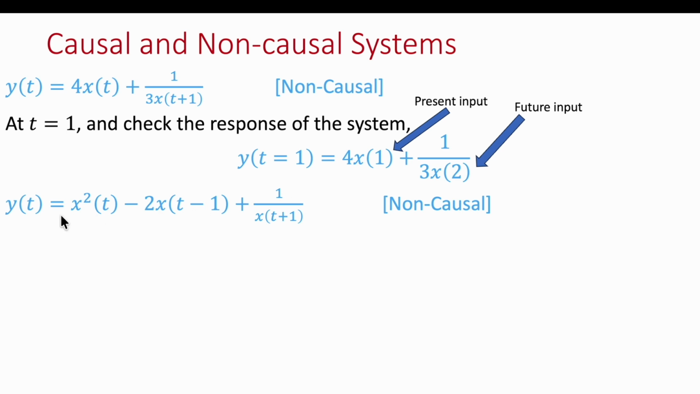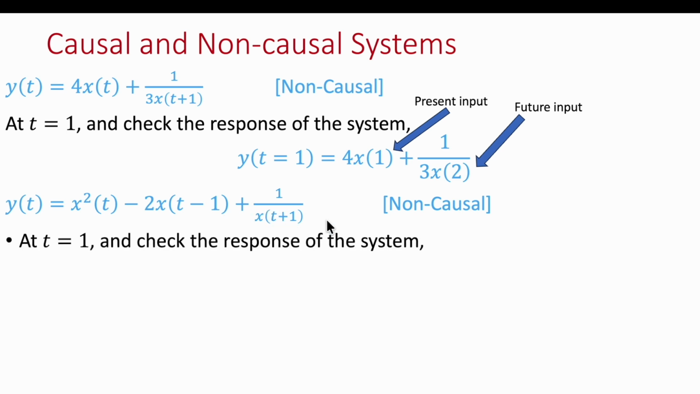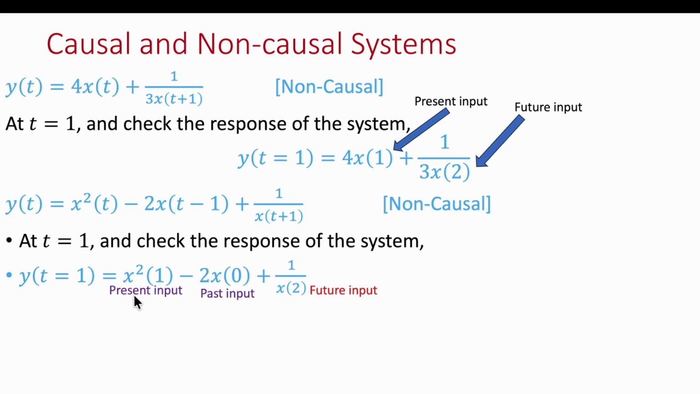You can have another example whose response is given by y of t is equal to x square of t minus 2x of t minus 1 plus 1 over x of t plus 1. You can check the response of the system at t is equal to 1. You can see that the response of the system depends on present input, past input and future input. So you can say that this system is a non-causal system.